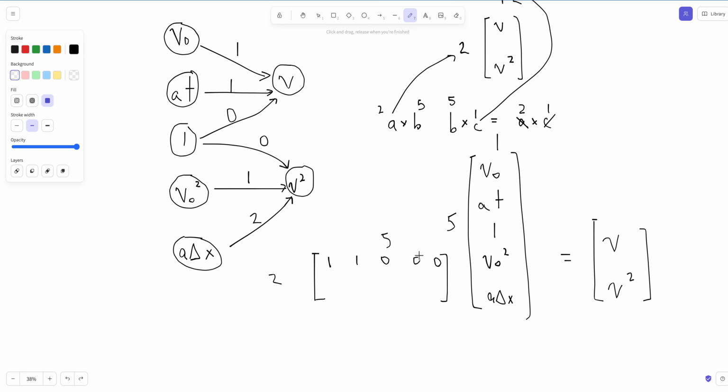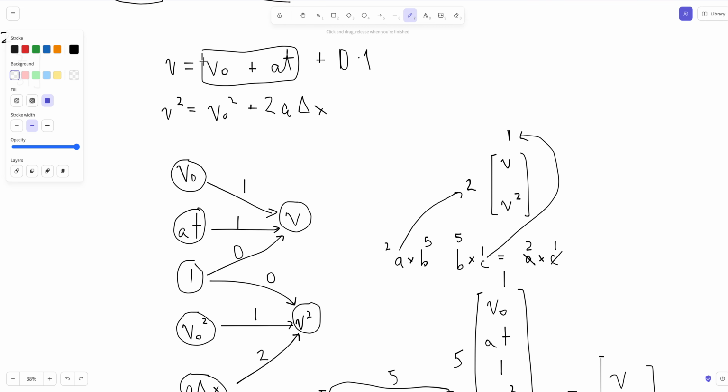So now let's do a sanity check. So imagine you do the dot product between this and the column vector. Now this would be 1 times V naught plus 1 times AT plus 0 everything else, and of course it works out to be equal to V.